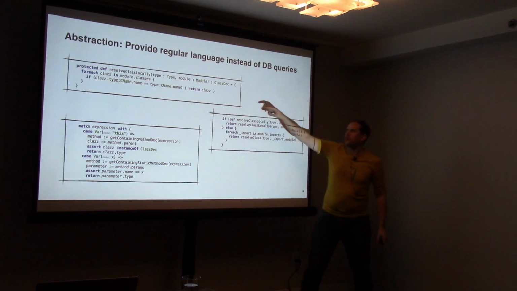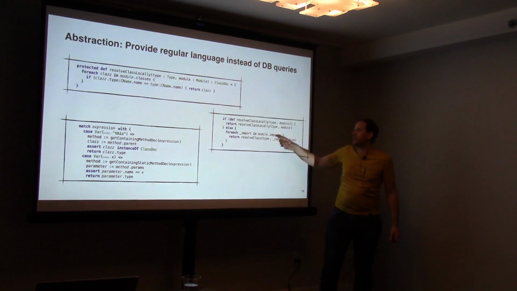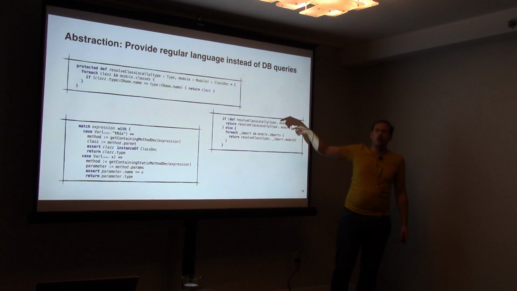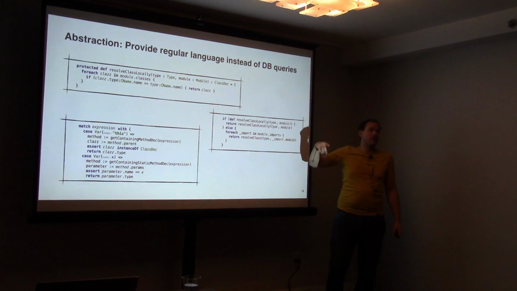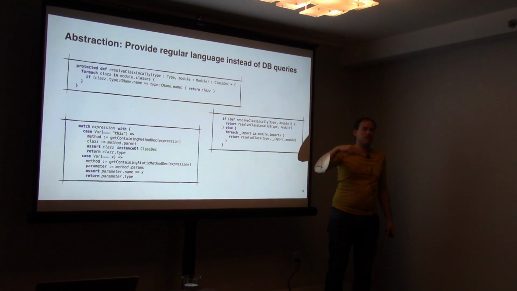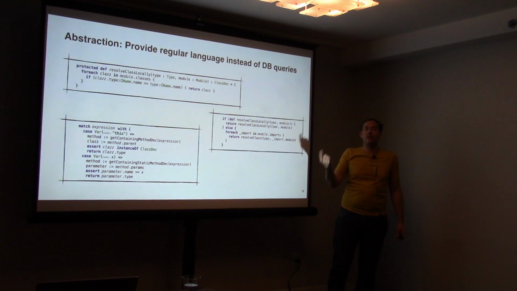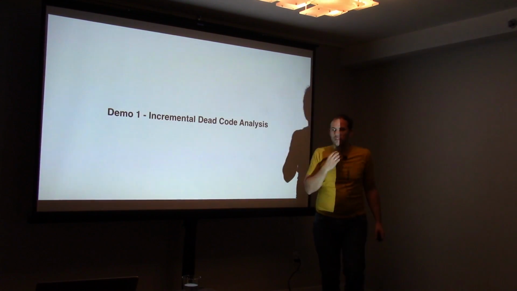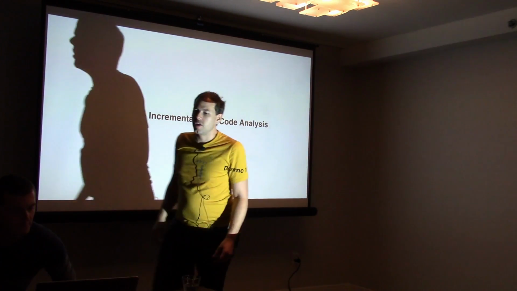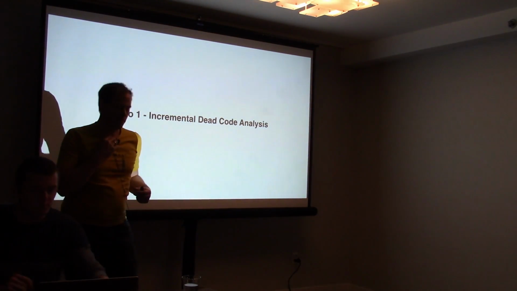And you see, for example, for each loop, some pattern matching here, if, else. All of this is going to get compiled into the Datalog rules that we saw on the previous slide, which we can then execute incrementally. At this point, I'd like to hand over to Tamas, who will show you a nice demo about incremental dead code analysis.